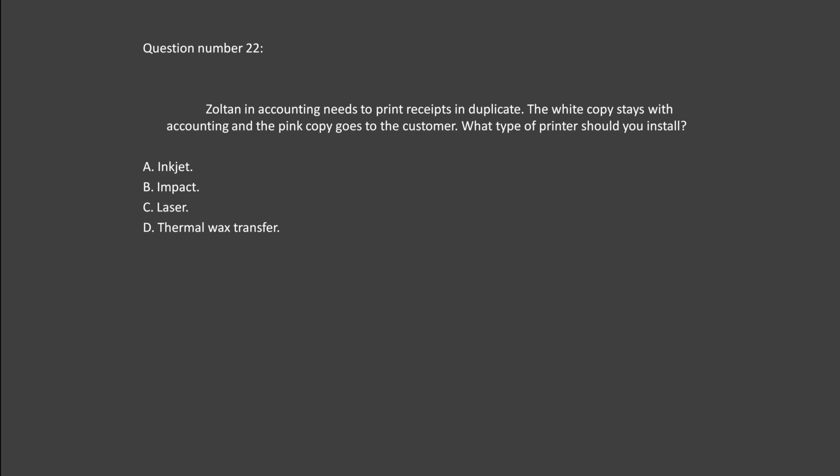Question number 22. Zoltan in accounting needs to print receipts in duplicate. The white copy stays with accounting and the pink copy goes to the customer. What type of printer should you install? Option A, inkjet. Option B, impact. Option C, laser. Option D, thermal wax transfer.